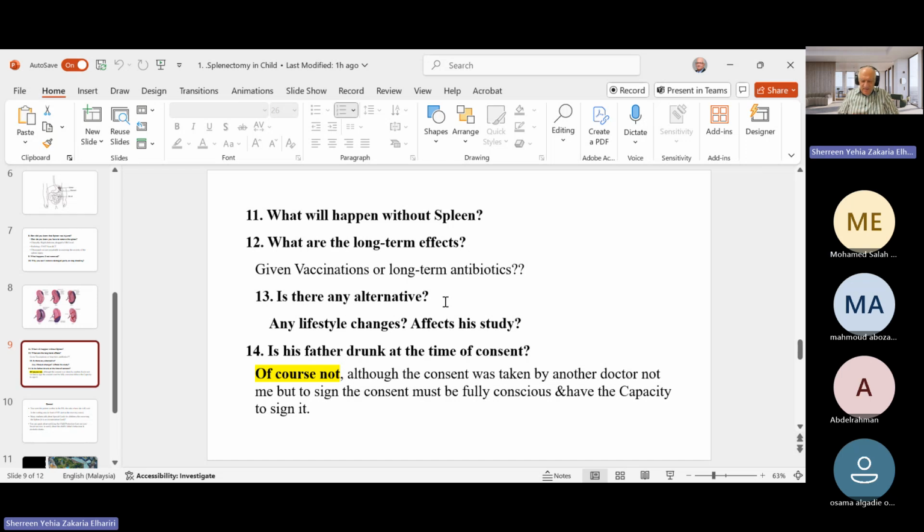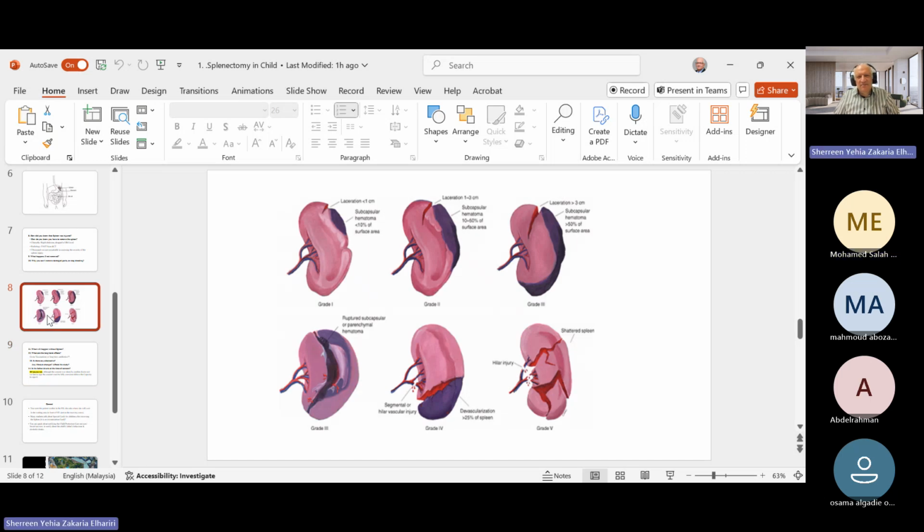No. Okay, just tell me, doctor, is his father drinking at the time of the consent? Of course not. Why? We just have a consent from a person who has capacity. You don't take the consent. It's taken by Dr. John, not you. So are you sure he's not drinking? I'm sure. The policy here is taking the consent from the patient or the parent who has the capacity, which is to understand and give a response to the information.